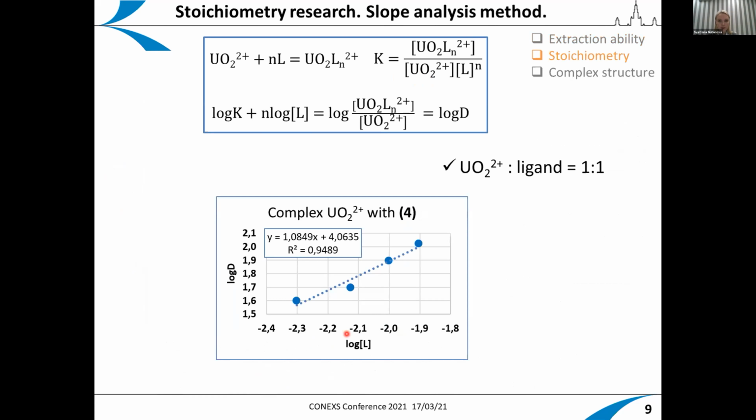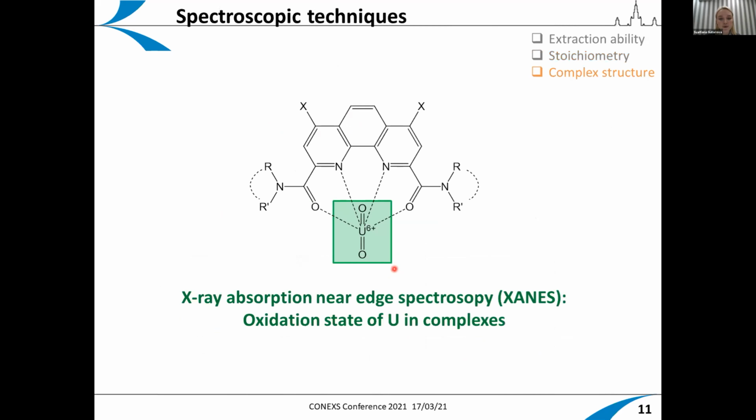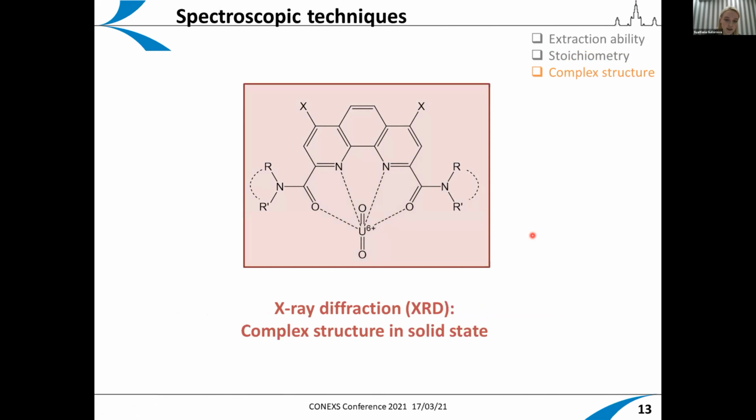Further analysis of uranium extraction showed that uranyl cation forms complexes with studied ligands with a ratio of 1:1. An example of slope analysis is shown on the slide. This result was also confirmed by mass spectrometry with electrospray ionization. We can see only one peak in the mass spectra that corresponds to our complex, and it confirms that the stoichiometry of our complex is 1:1. Then our complexes were studied by a variety of spectroscopic techniques, such as X-ray absorption near-edge spectroscopy to estimate the oxidation state of uranium, extended X-ray absorption spectroscopy to describe local structure of uranium, and X-ray diffraction to study complex structure in solid state.